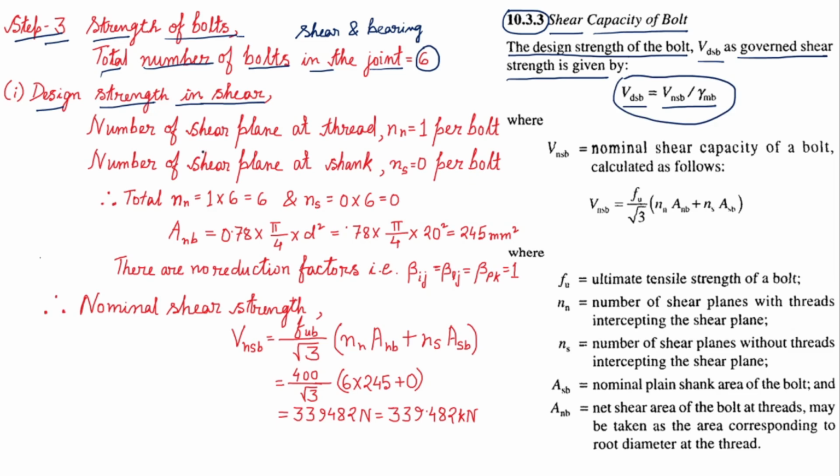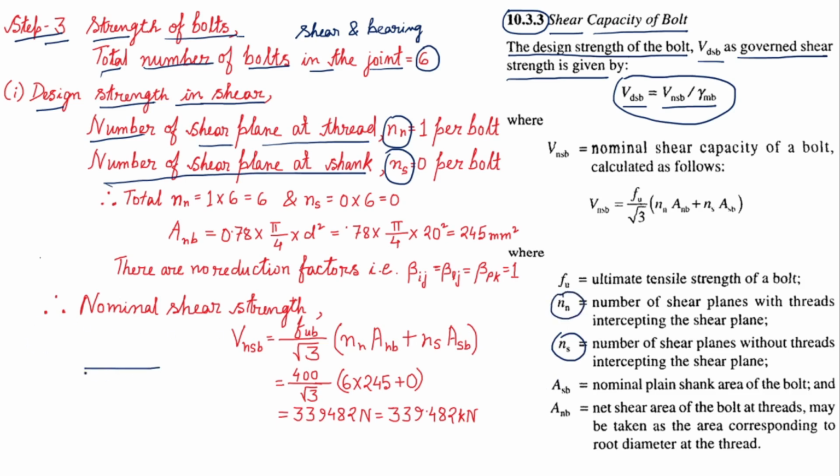Before using the formula, we have to note down some values: the number of shear planes at the thread and the number of shear planes at the shank, NN and NS. What are NN and NS? These are given in the IS code, NS and here NN.